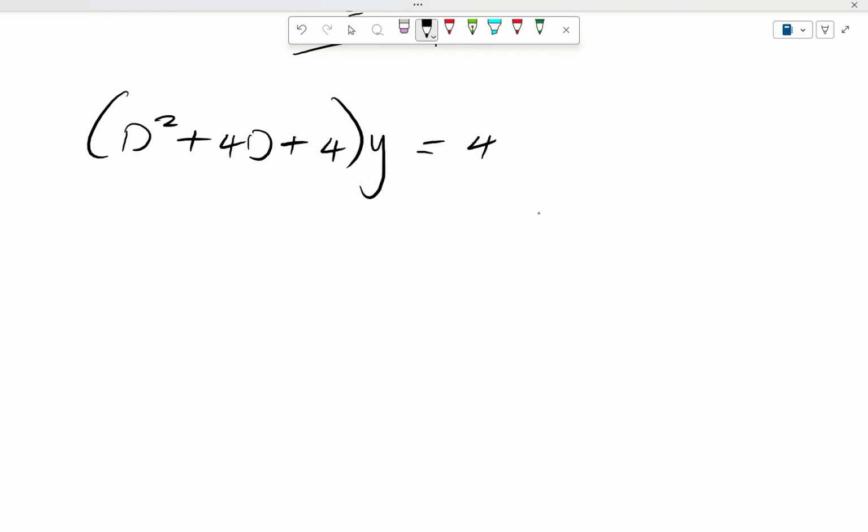So I'll just start with the basics of your D operators. They normally call it the undetermined coefficients method. So let's say you have D squared plus 4D plus 4, and then y equals... on this side, I'll just make it simple. I'll equate it to a constant of 4.